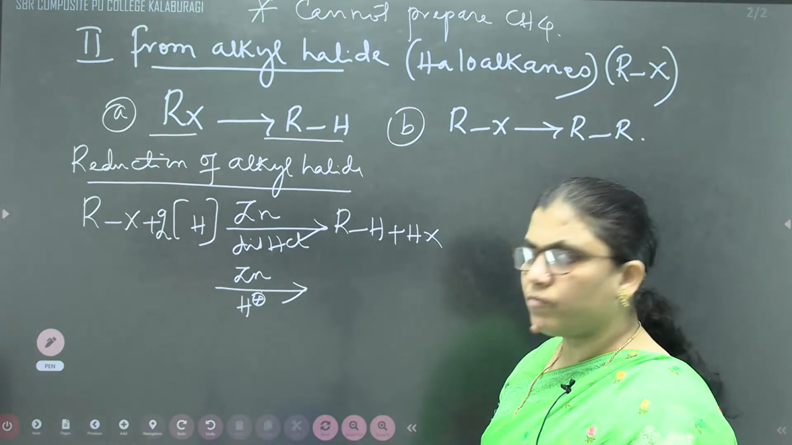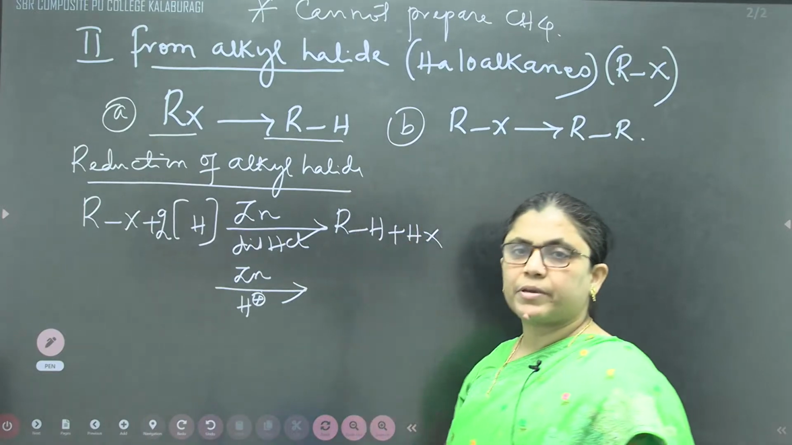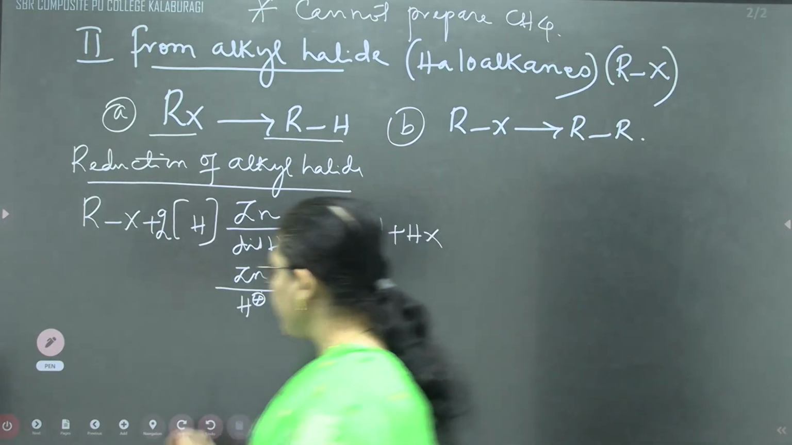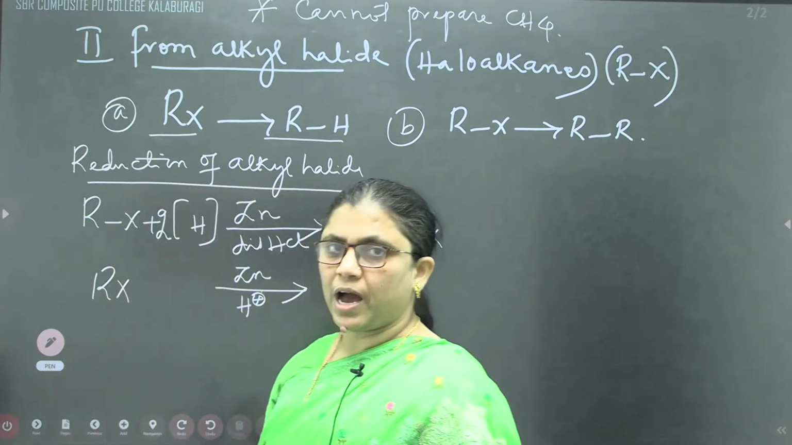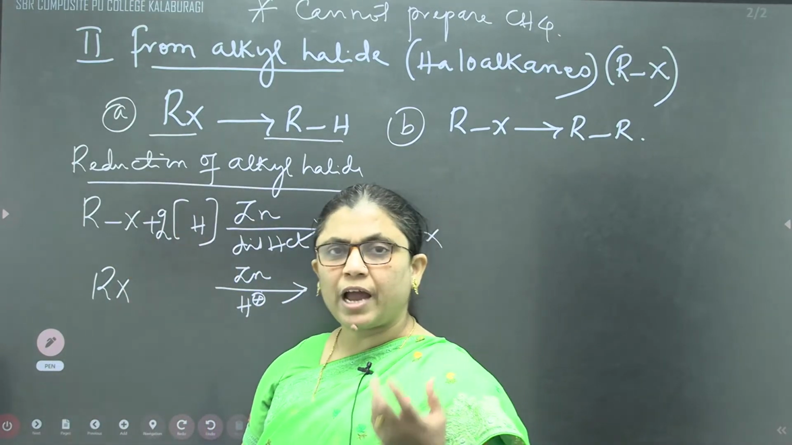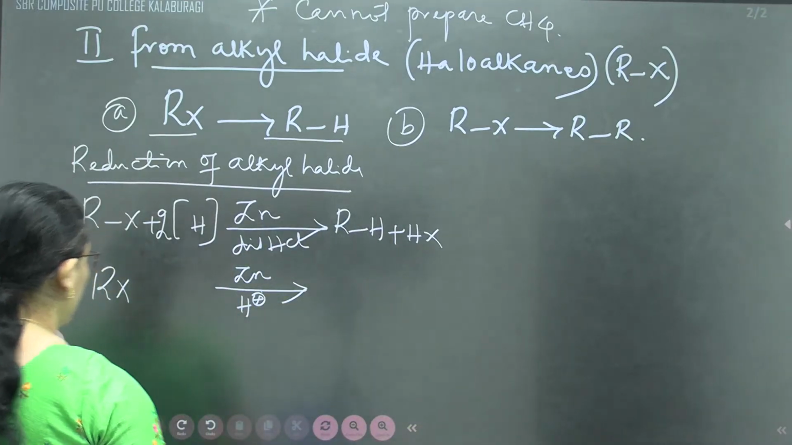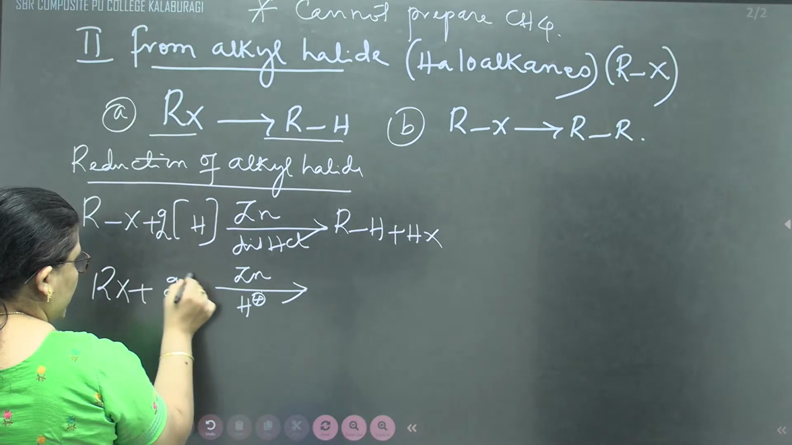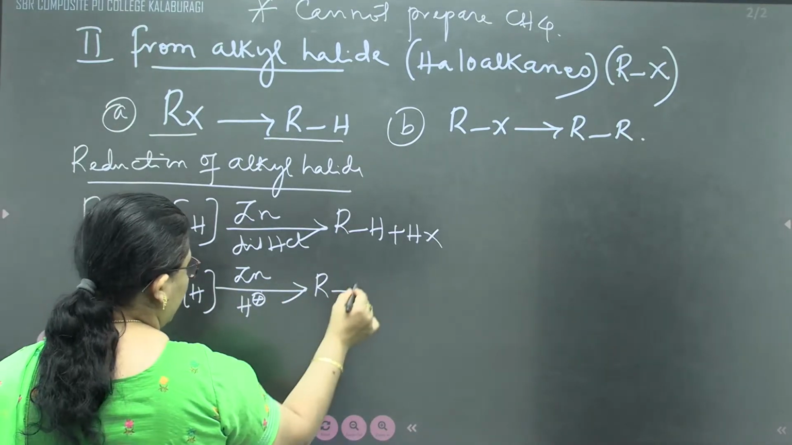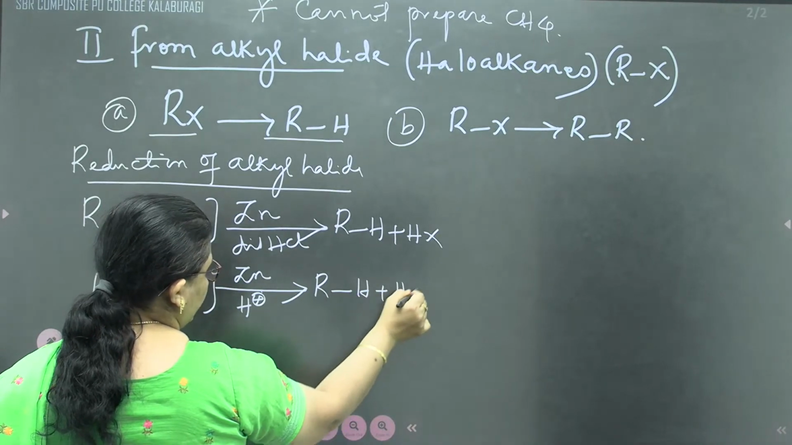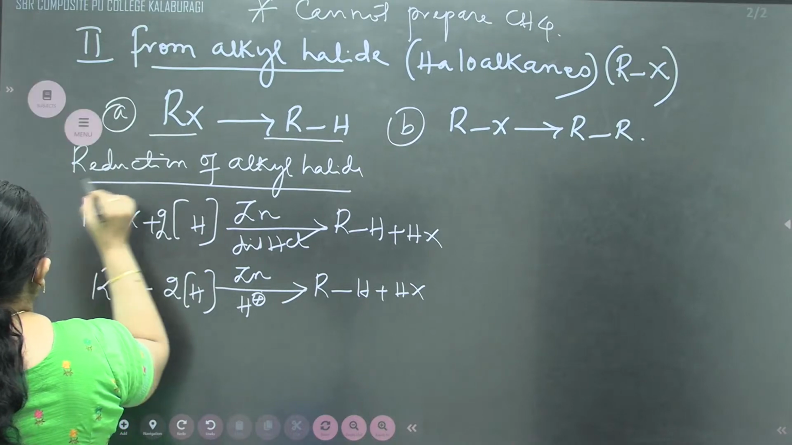One point you observe over here: how many R are there? That many R I'm getting on the product side. R is nothing but an alkyl group, a hydrocarbon alkyl group, which on reduction, in the same reaction, X is replaced by H, producing RH and HX.